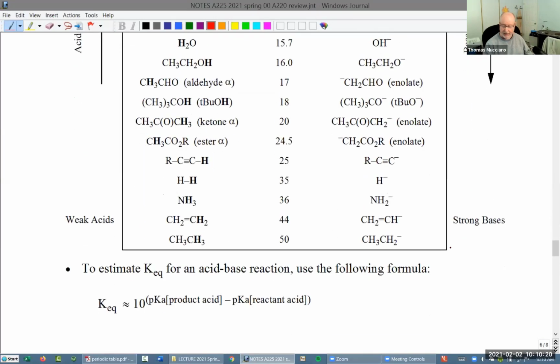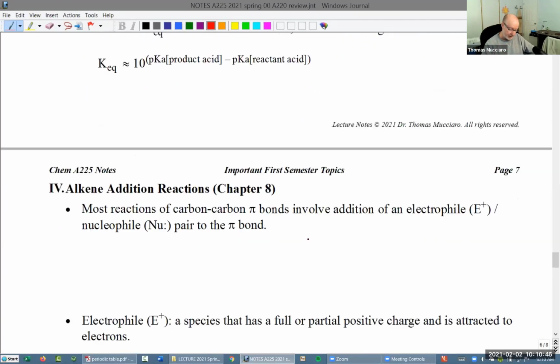We can use this to calculate K equilibrium. We're going to do that in our first lecture. K equilibrium can be estimated by just looking up the pKa of the acid on the product side and subtracting the pKa of the acid on the reactant side. So it's products minus reactants. And then I just generally leave that in the exponential format, 10 to whatever that number is. You're going to see that in the lecture.